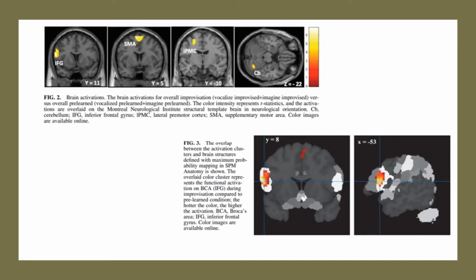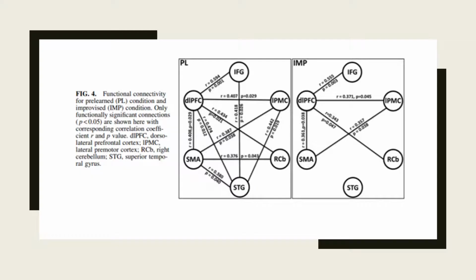And this depicts the different brain areas. This is the brain activations. So this is during the overall improvisation compared to the overall pre-learned areas. And this depicts Broca's area where activity was seen, and then in the frontal cortex as well. And this here shows the functional connectivity for the pre-learned condition and the improvised condition. And it depicts only the functionally significant areas.